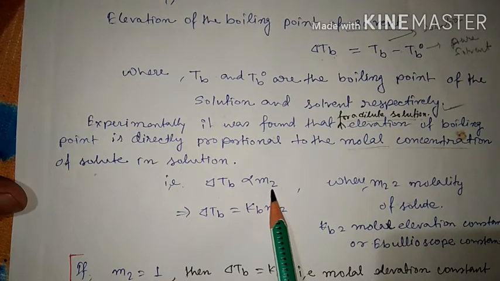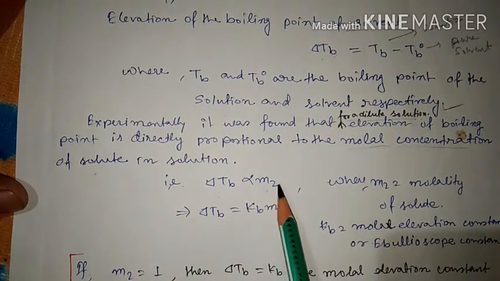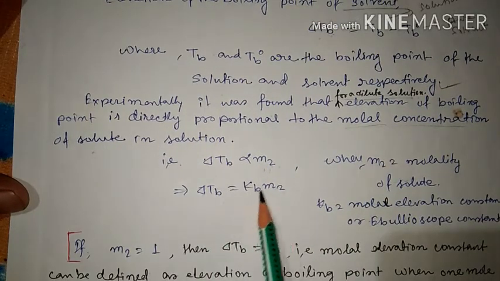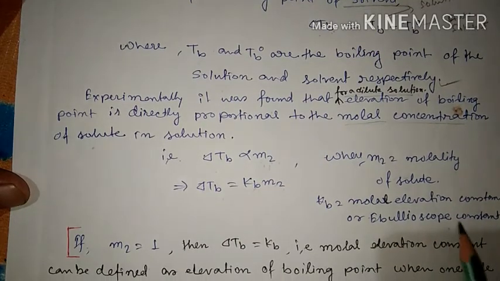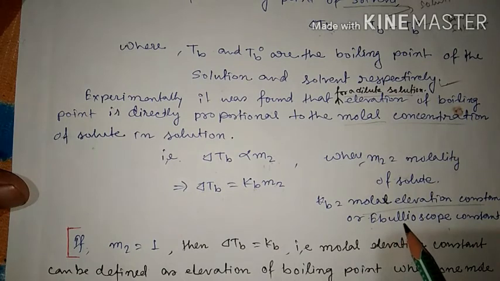That means ΔTb is proportional to m2, where m2 is the molality of the solute. Remember this one, molality of the solute. Therefore, ΔTb = Kb m2. Kb is the molal elevation constant, and it has a particular name also, the ebullioscopic constant.